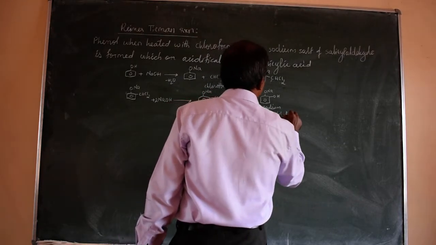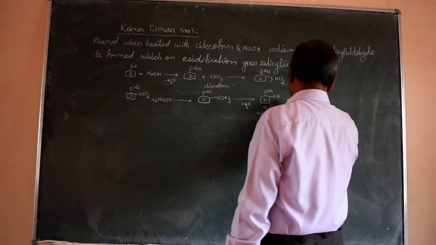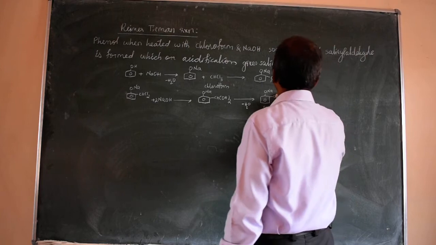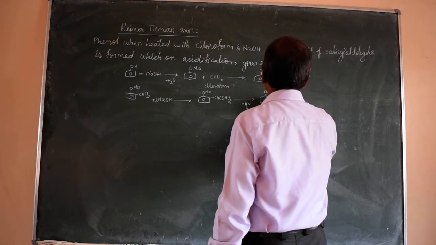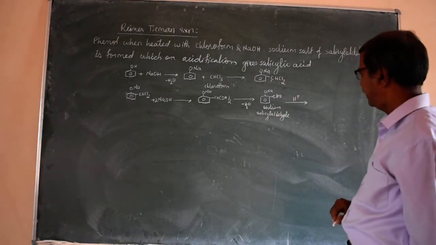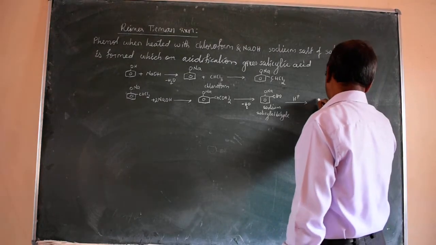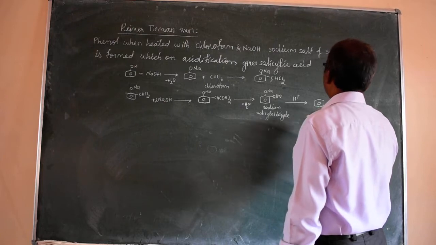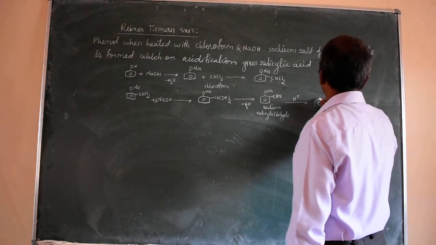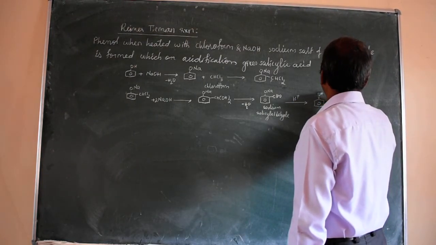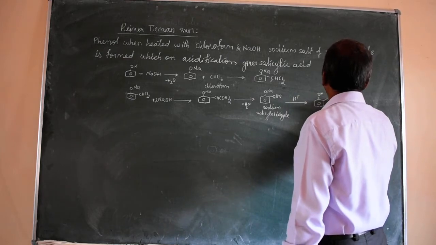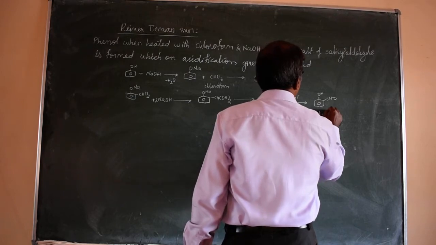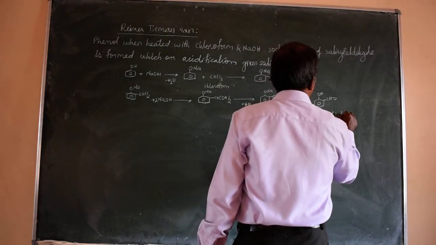So sodium salicylaldehyde on acidification, you may write H plus or you may write HCl. Acidification is represented as H plus. You are getting salicylaldehyde. The product is salicylaldehyde. This is the reaction.